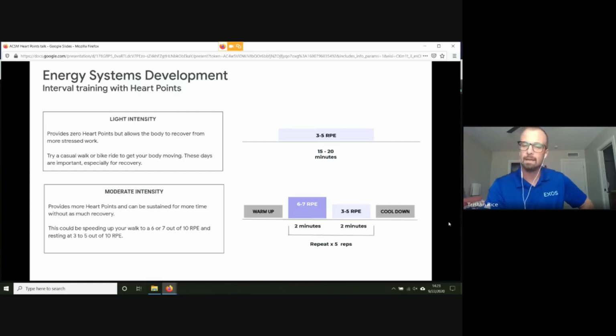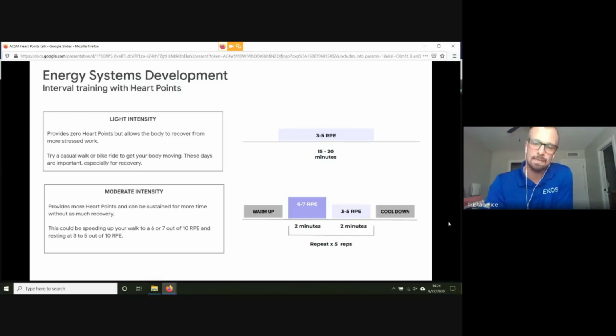So you can imagine then if you have 2 minutes of work, 2 minutes of rest, right? That's 4 minutes for that whole set, right? And then if we have 5 of those at 4 minutes apiece, that then is going to be 20 total minutes of work, right? And your heart rate, if you're tracking with heart rate, is going to fluctuate. It's going to rise when you go to the 6 to 7. It's going to drop when you go to the 3 to 5.